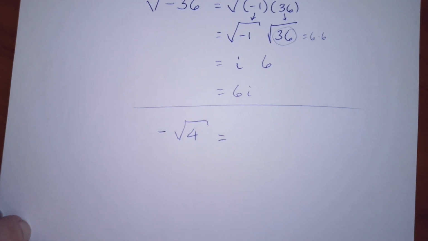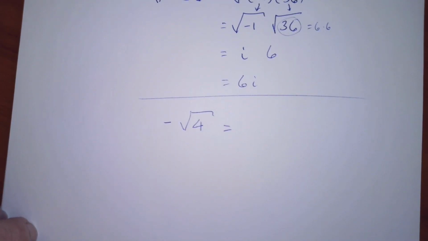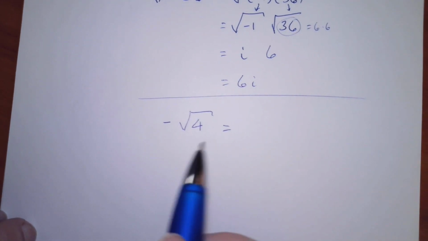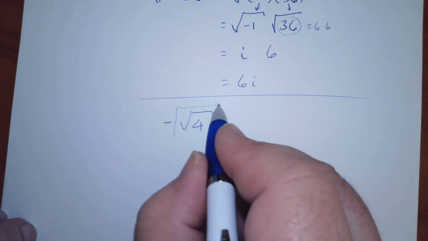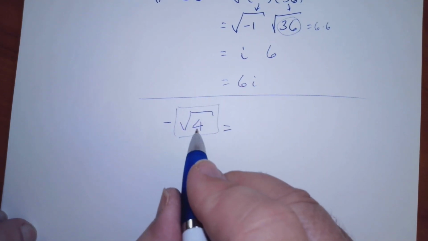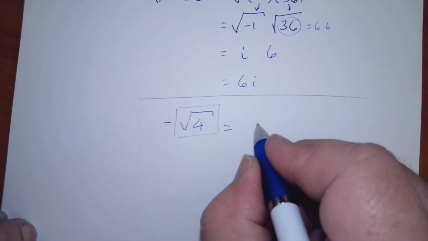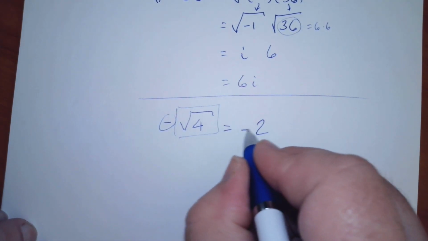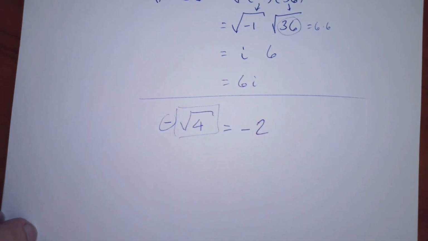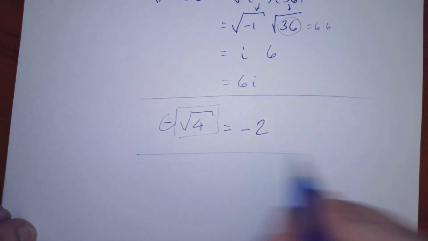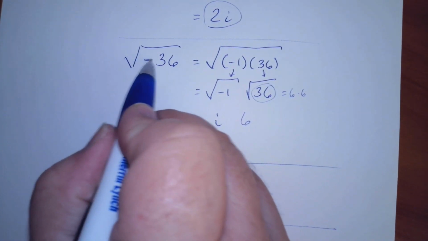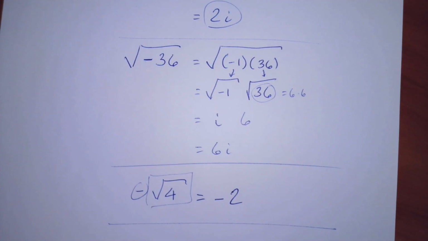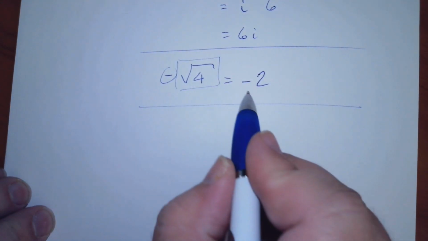What would this one be? Again, order of operations. Do special operations first. The square root of 4 is 2, and there's a negative out in front, so it's -2. Remember, imaginary numbers happen when the negative is inside the square root. If it's outside, it just stays there.